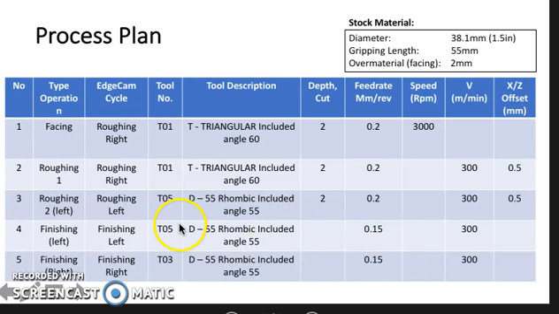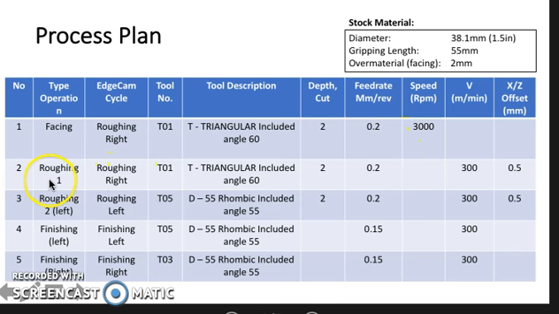In the process plan, I have 13 operations in total, starting with the first one, which is the facing. We use a right tool, called a roughing right tool. As you can see, all the specifications are here in the presentation, including depth of cut, 2 millimeters, feed rate, 0.2, speed, etc.